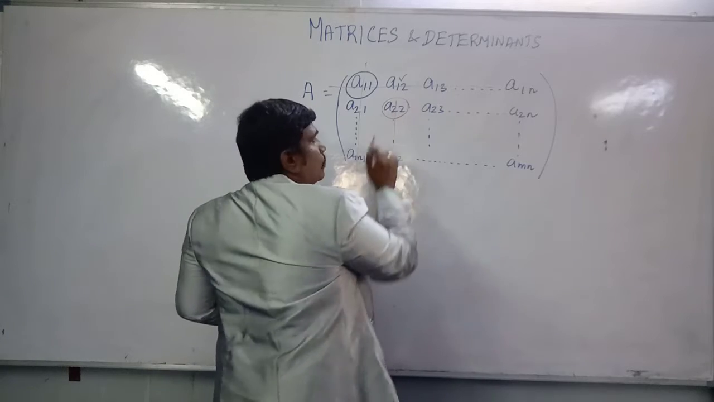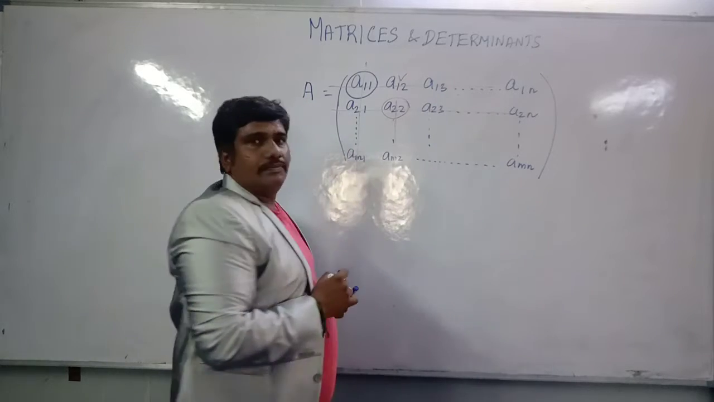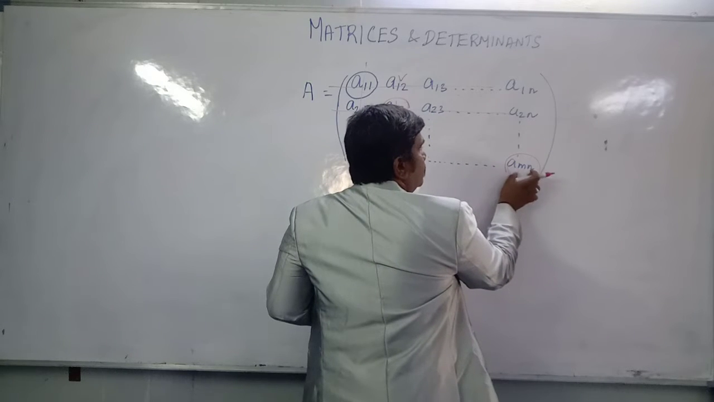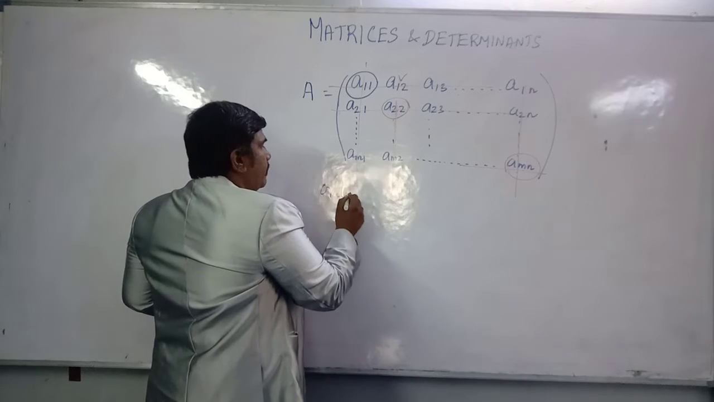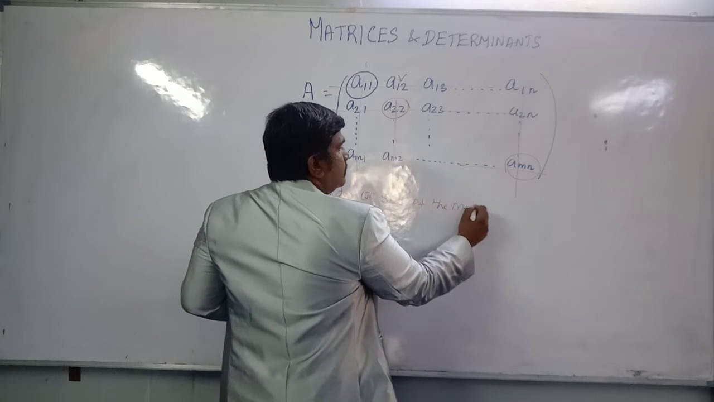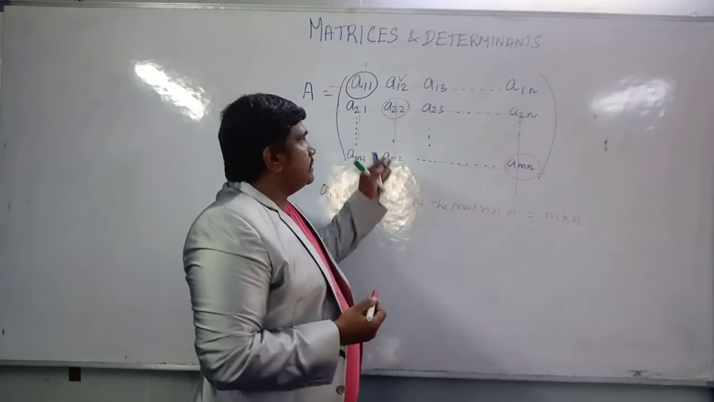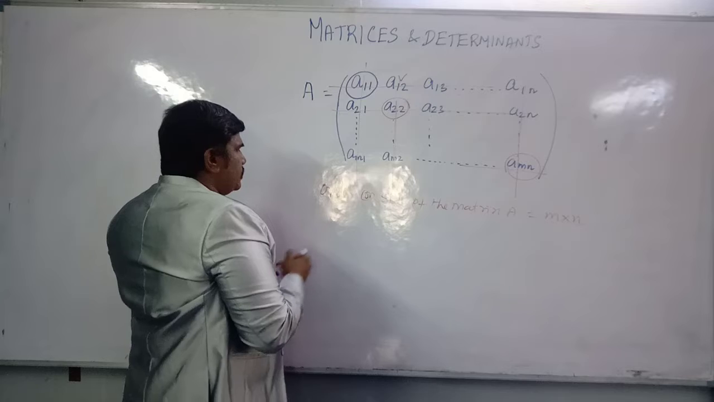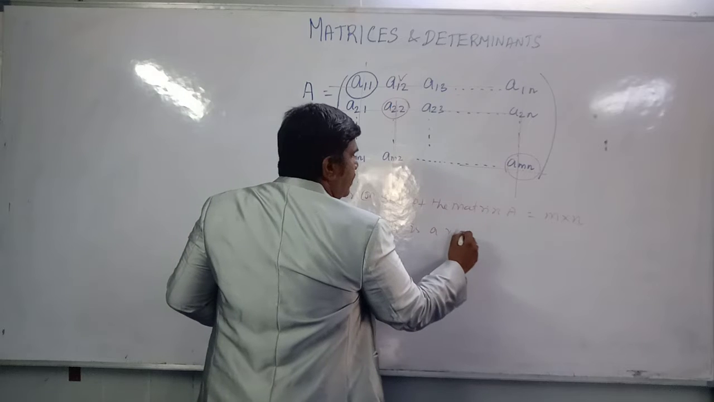Suppose you take this A22, where is the position of this A22? It is in the second row and second column. Similarly, this Amn will denote the representation of these elements in the mth row and the nth column. So generally, we define the order or the size of the matrix A as m by n. That means this matrix is said to have m rows and n columns.